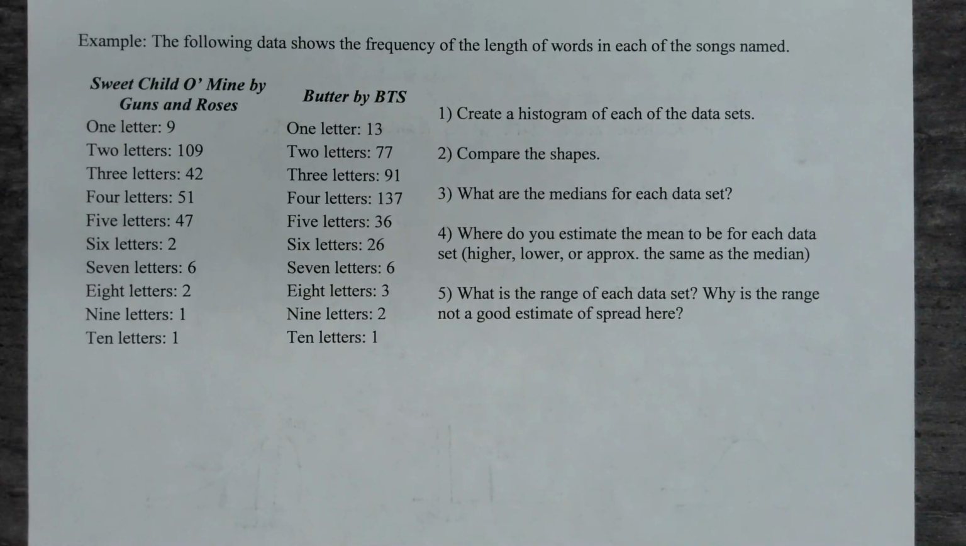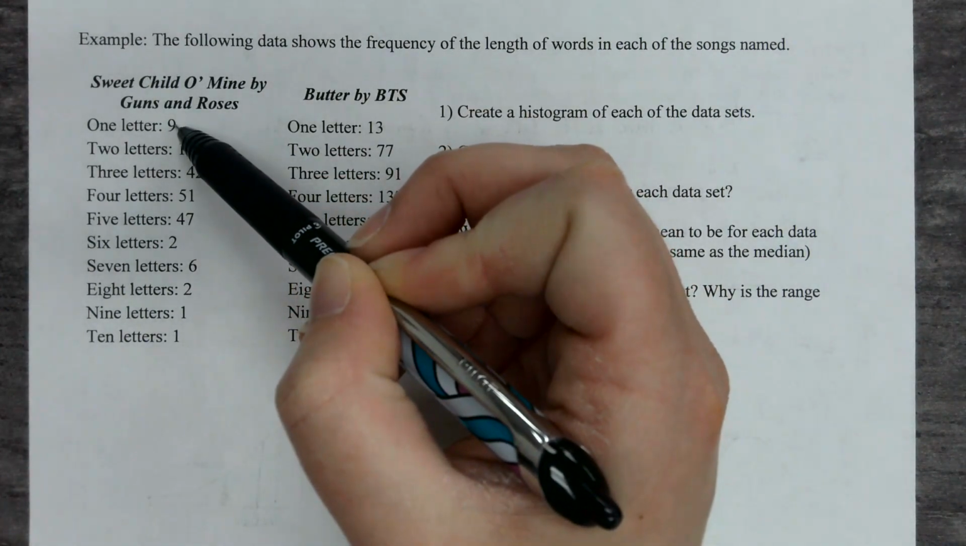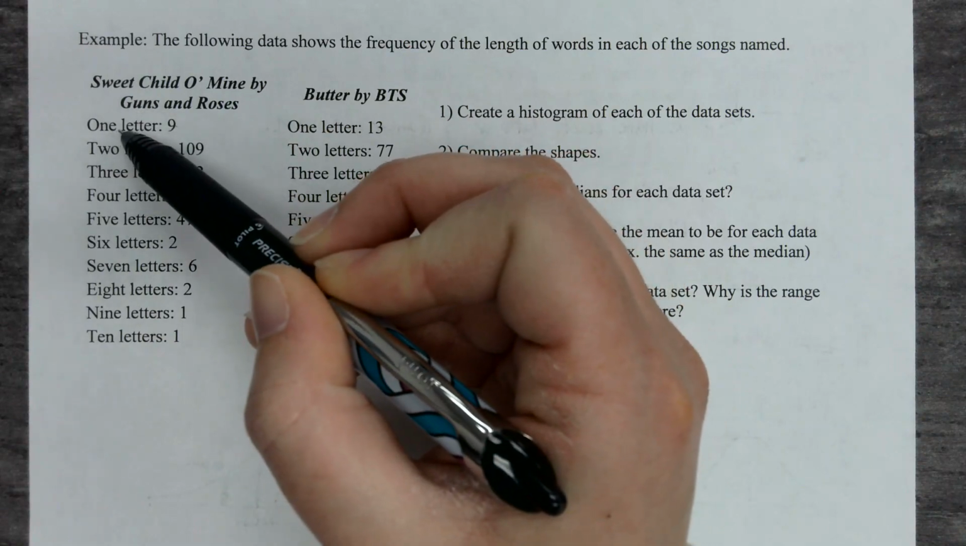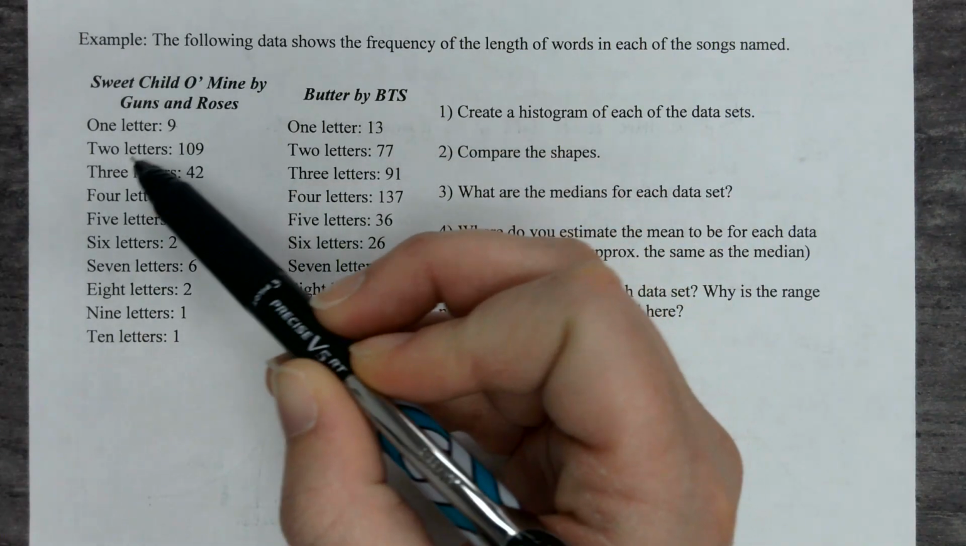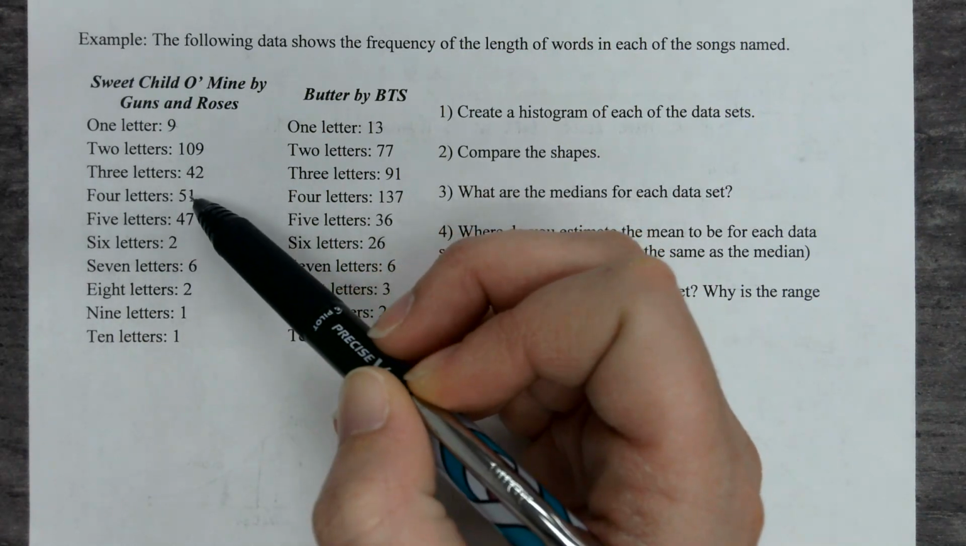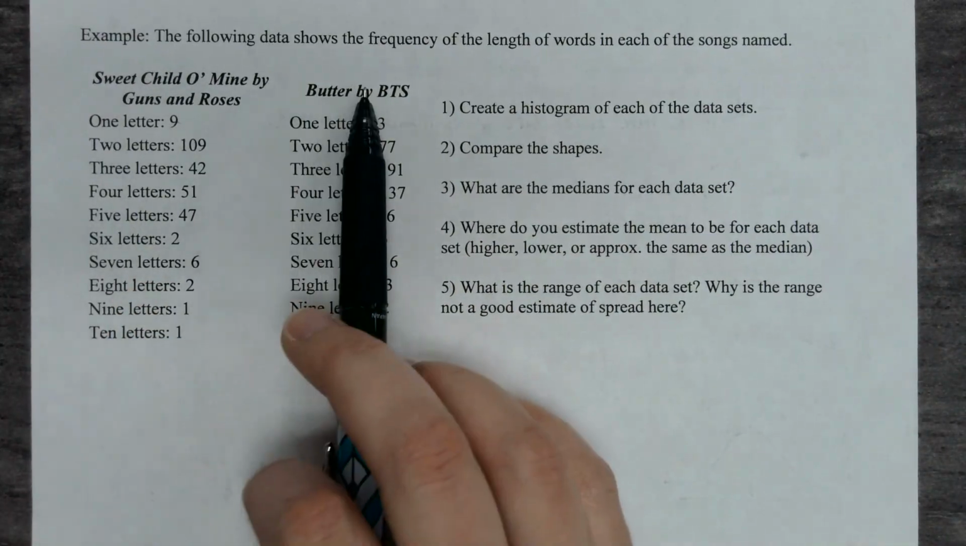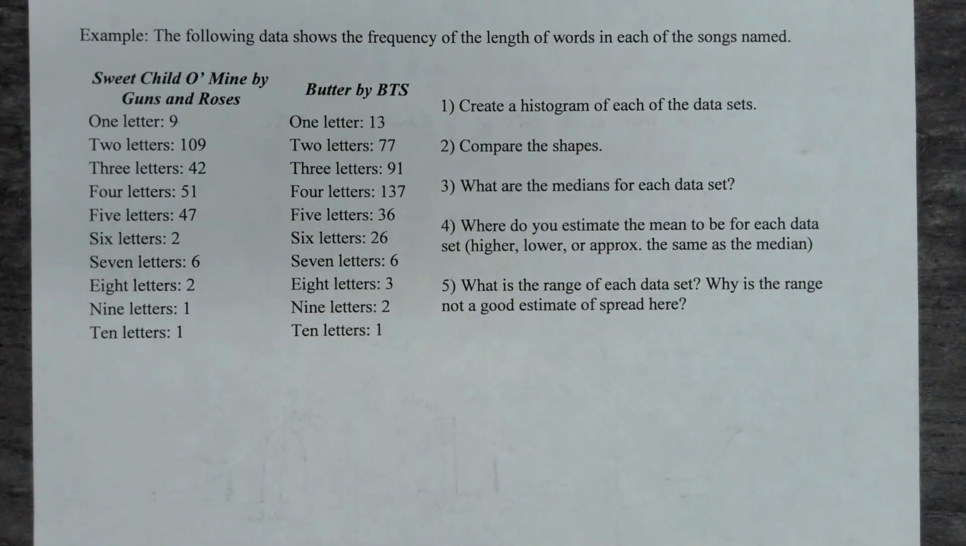And we're going to create histograms of each data set. I'm going to ask you to pause the video and actually create your histograms, and then we'll come back, and that way you can see what the histograms look like. So first of all, this means that there were 9 words with 1 letter in them. There were 109 words with 2 letters in them. There were 42 words with 3 letters, 51 words with 4 letters, so on and so forth. So we're looking at Sweet Child of Mine and Butter by BTS.